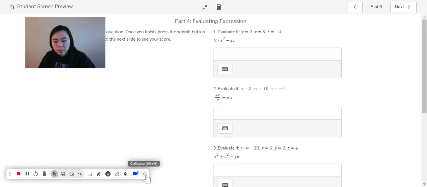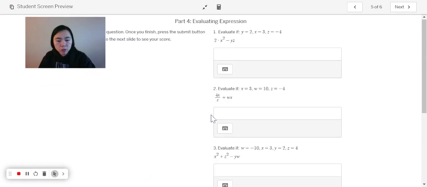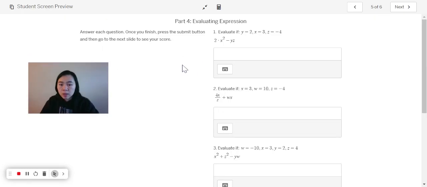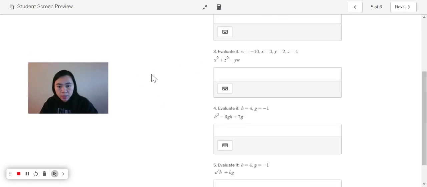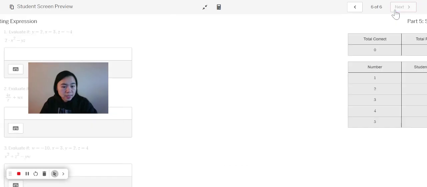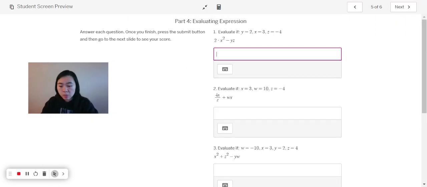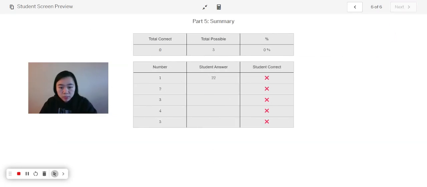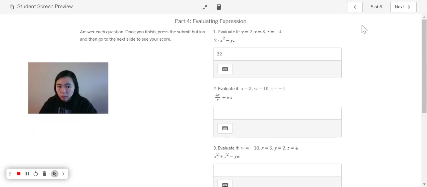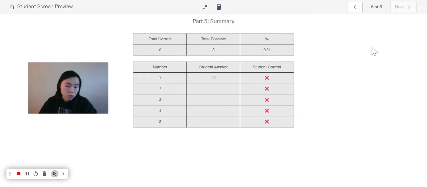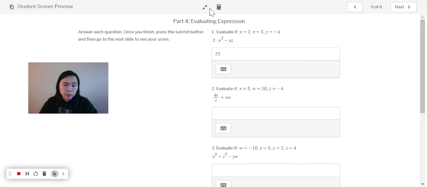All right, and this is slide 5, the last slide where you're actually solving problems. You're solving 5 problems. Once you finish, you're going to hit that submit button, and then you can go over to slide 6, and slide 6 will check your work. So if I solved this first problem and I thought the answer was 22, okay, you can go on to the next problem, and you can see here my answer was 22, and I got it wrong. So if you miss a problem, then go back and try to fix it, okay, and try it again, and then go check your answers on slide 6.